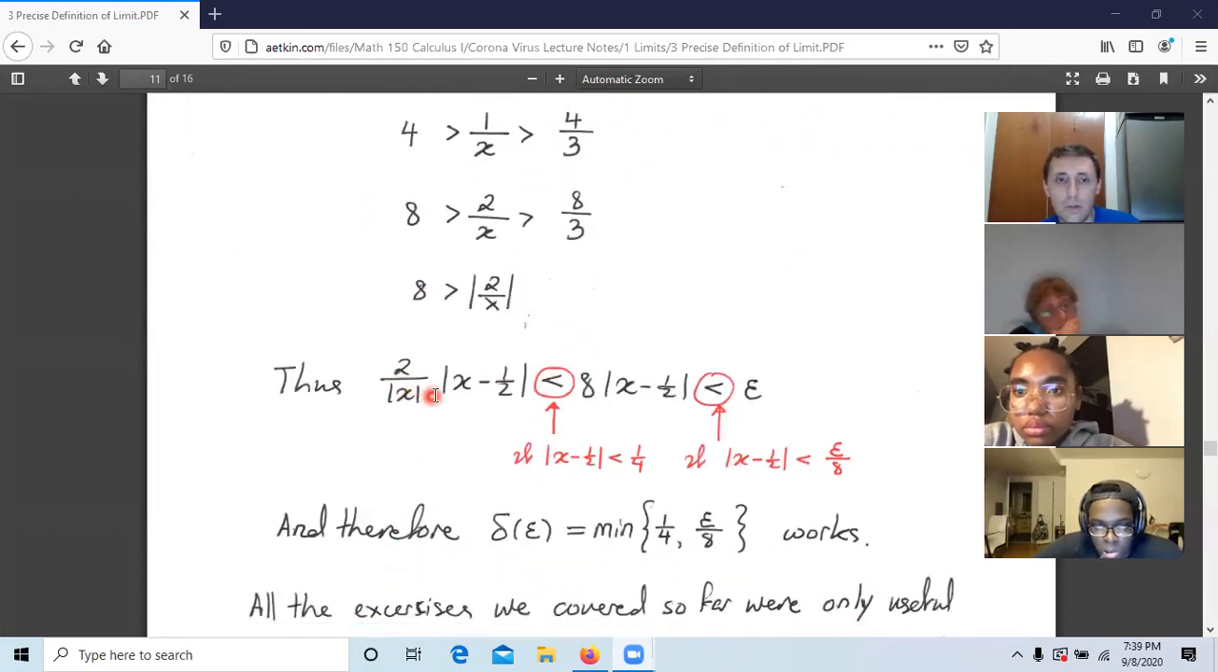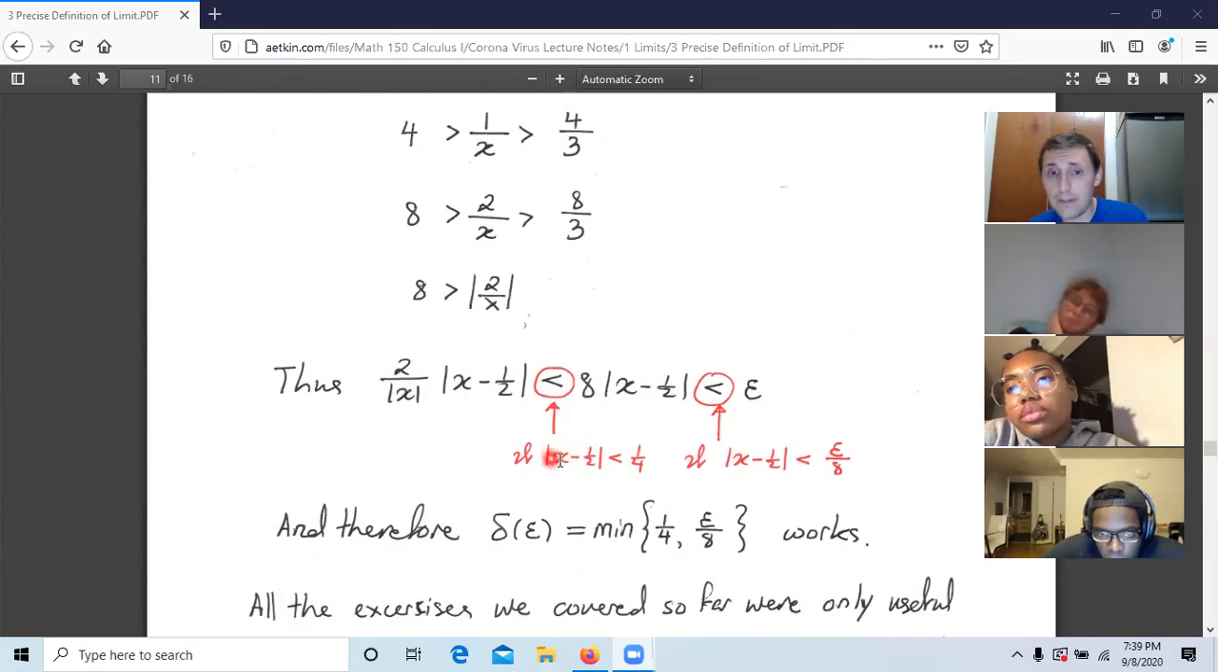So 2 over the absolute value of x times x minus 1/2, which equals the absolute value of 1 over x minus 2, is less than 8 times the absolute value of x minus 1/2. Under what condition? Under the condition that the width of the input is within 1/4. So the widest pipe I could use on the x-axis was 1/4. That's how I get this 8. And this is less than epsilon under the condition that x minus 1/2 is also less than epsilon over 8. So I get my delta to be the minimum of 1/4 and epsilon over 8.